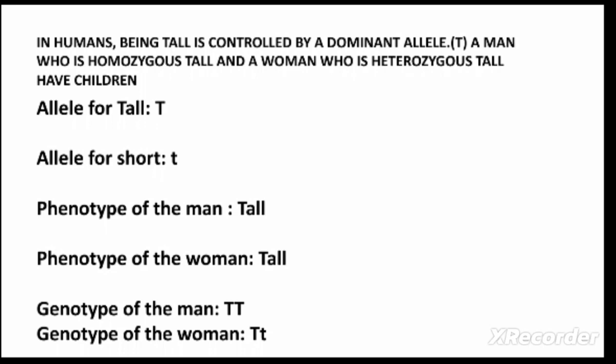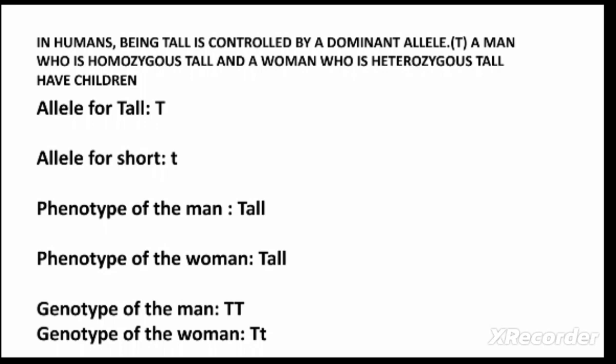The genotype of the man, genotype, right? I like to write it in a more scientific way, so you write it using alleles. Because the man is homozygous tall, the genotype is going to be homozygous dominant, because tall is dominant. It's controlled by a dominant allele. Hence, the genotype of the man is going to be capital letter T, capital letter T. Homozygous meaning the same, tall, dominant allele. Hence, we have two capital letter T's.